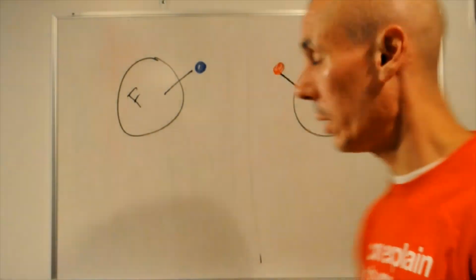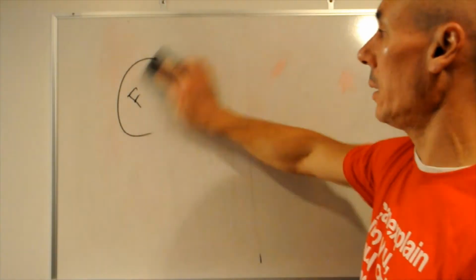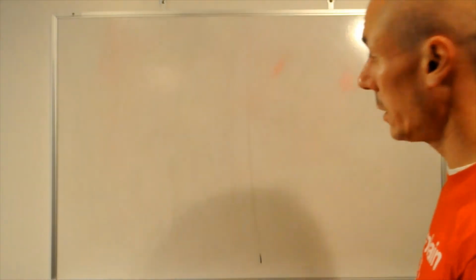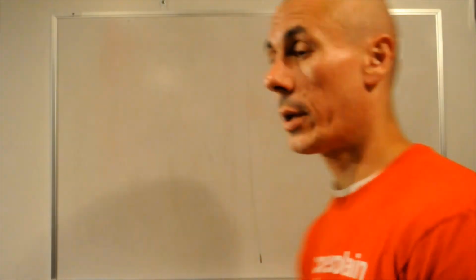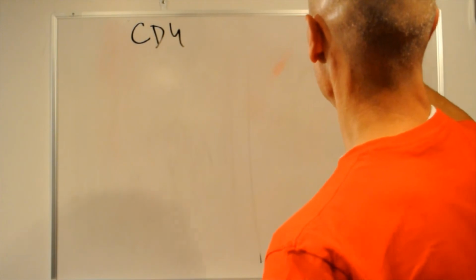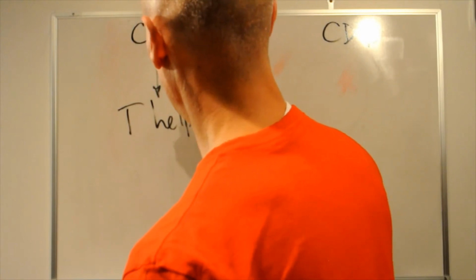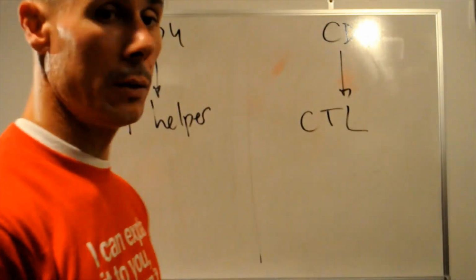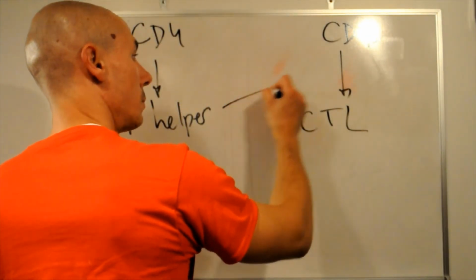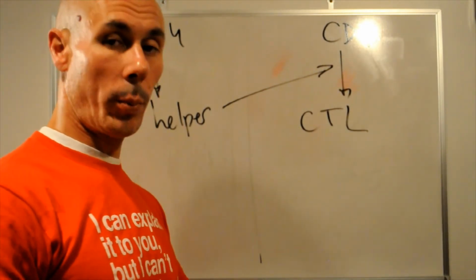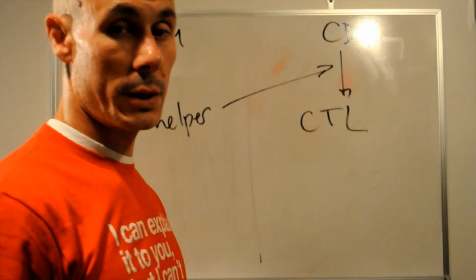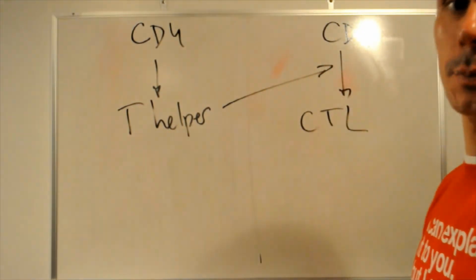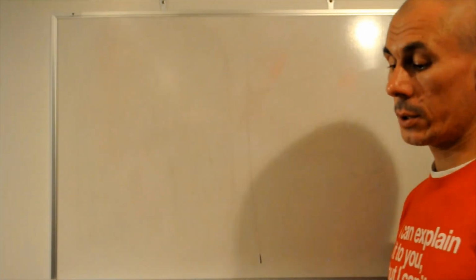Now, one important feature, one important requirement for a proper CD8 cell activation is that CD8 cells also require T helpers. So essentially, if we go back to our CD4, CD8 story, and we put T helper here, and we put cytotoxic lymphocyte here, it turns out that T helper is required for the proper activation of the cytotoxic responses.